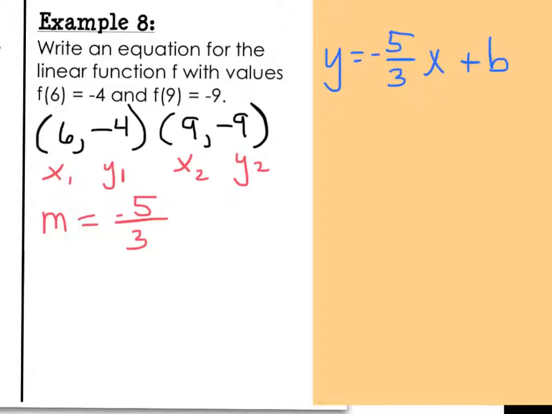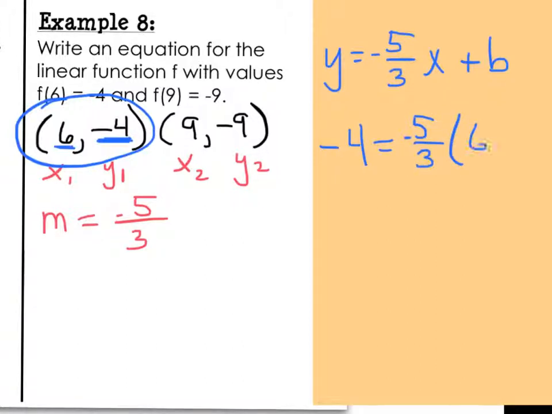Okay, so we're going to use one of these 2 points. I don't care which one you use. I think I want to use the first one. They're smaller numbers. I don't care which one you use. It doesn't really matter. But you need to make sure to designate appropriately your x and your y. So my negative 4 is my y value, so I'm going to substitute that in for my y over here, equals negative 5/3 times my x value, which is 6, all plus b.